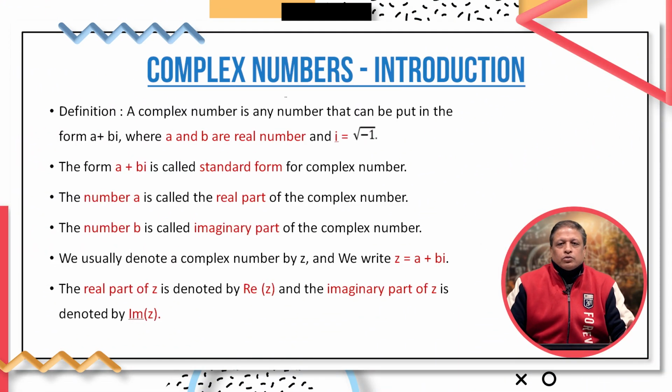Now, so far as the formal definition of a complex number is concerned, a complex number is any number that can be put into the form a plus bi, where a and b are real numbers and i is the square root of -1. a plus bi represents the standard form of the complex number. The number a is the real part and the number b is the imaginary part, and usually we denote it by the alphabet z. That means generally we say z is equal to a plus bi, and the real part of z, that is a, is expressed by Re z.